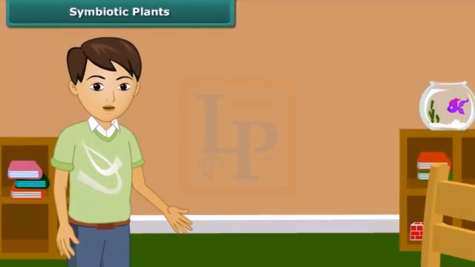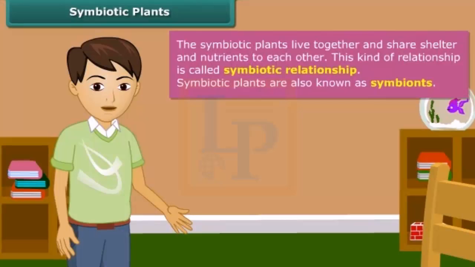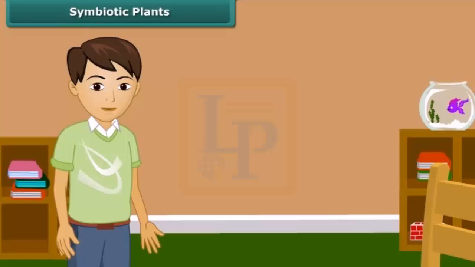Friends, have you ever heard about symbiotic relationship? And what is the meaning of this term exactly? The relationship between two dissimilar organisms in which both are living together and share shelter and nutrients with each other is called symbiotic relationship. The organisms which are involved in this kind of relationship are called symbionts.